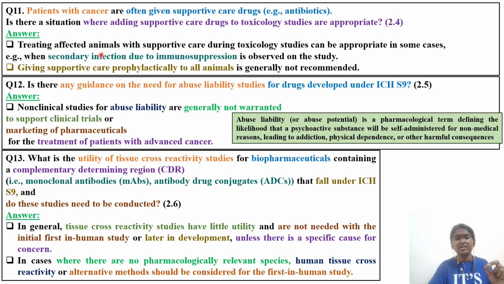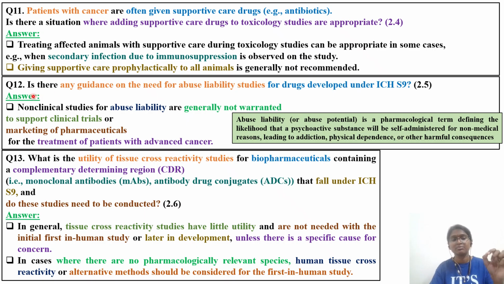So treating affected animals with supportive care during toxicology studies can be appropriate in some cases. What are those cases? When immune suppression is observed on the study. Giving supportive care prophylactically to all animals before finding it is generally not recommended. Nothing has happened, and before that you are giving the animal antibiotics or antiemetics. That doesn't make any sense. So prophylactically giving supportive care to these animals is not recommended as per the ICH S9 guideline.